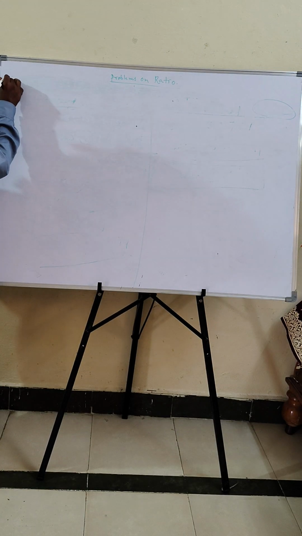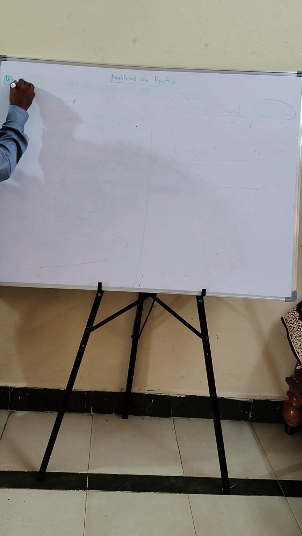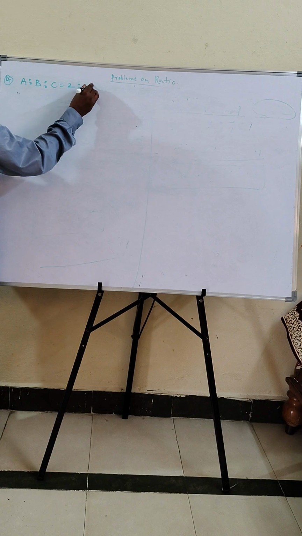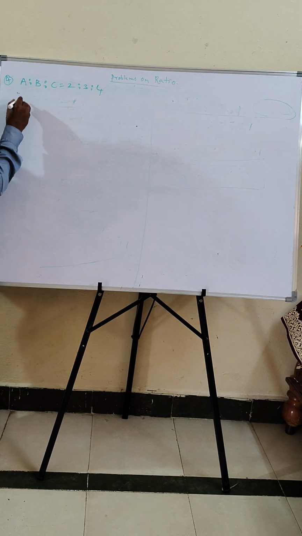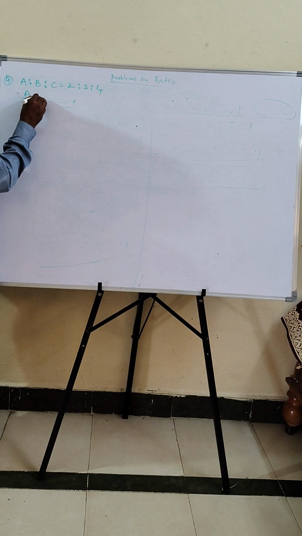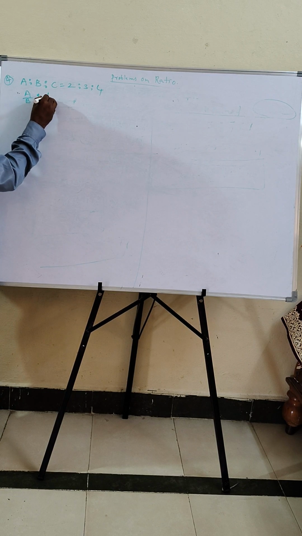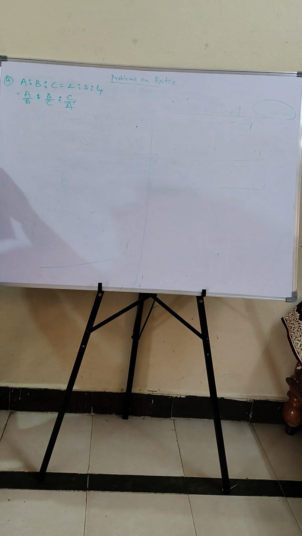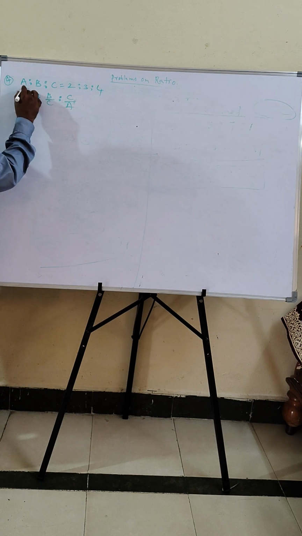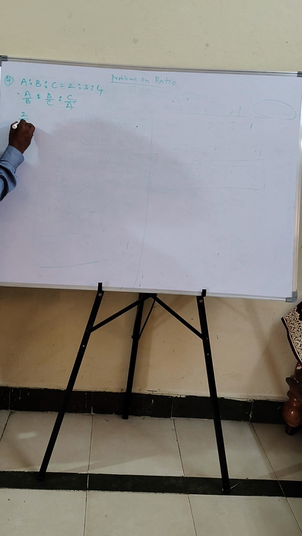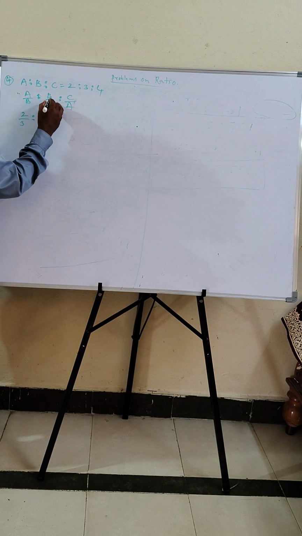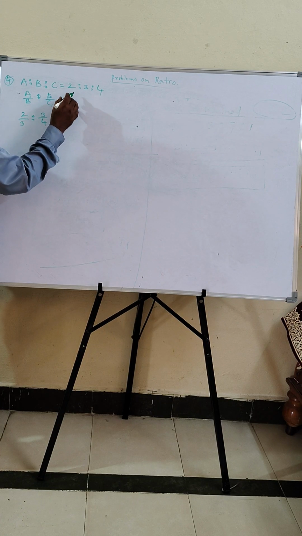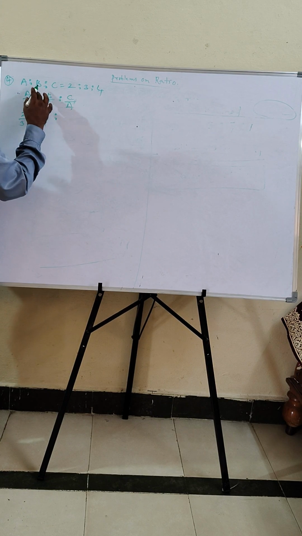Here, the fourth problem is: A is to B is to C equal to 2 is to 3 is to 4. We need to find the value of A by B is to B by C is to C by A. Here A by B means 2 by 3, B by C is 3 by 4, and C by A means 4 by 2.